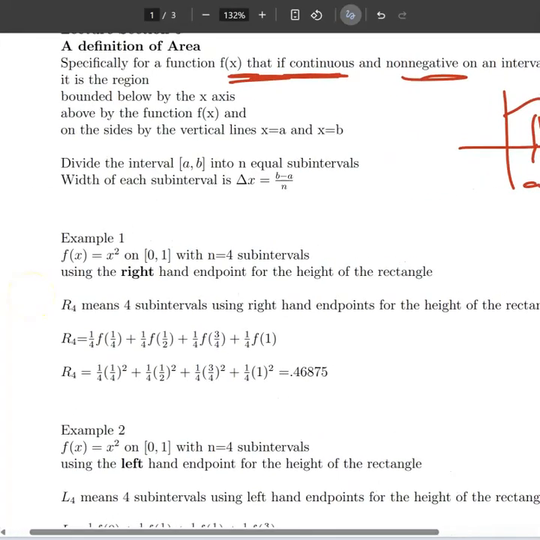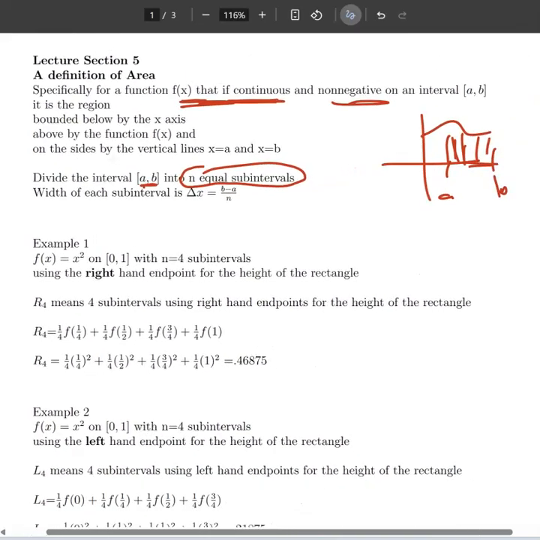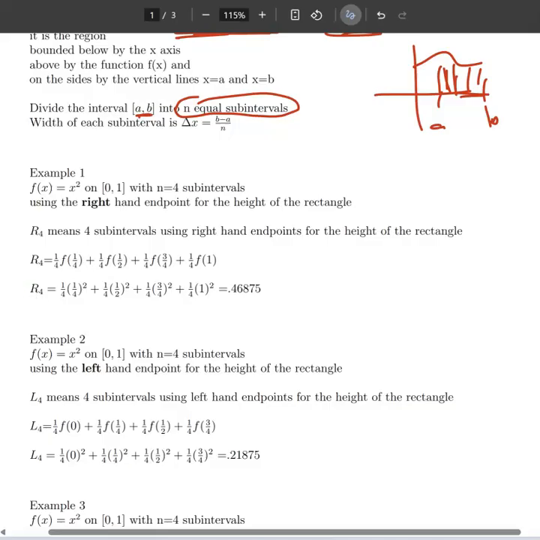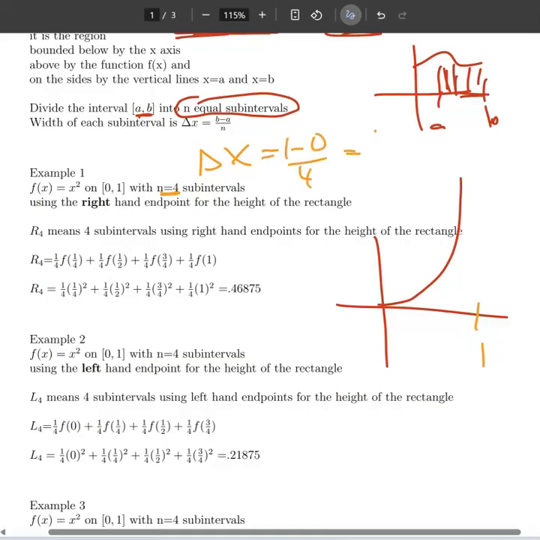So we're going to divide that region between a and b into n equal, I'll call them subintervals, but they're really rectangles. Okay, so let's look at what we've got here. If I'm looking at the graph of y equals x squared, I'll just draw it here, and I'm looking between 0 and 1, so I'm going to be generous and make 1 here. And I want 4 equal rectangles. So that means delta x is going to be 1 minus 0 divided by 4, or 1/4. Each rectangle has width 1/4. So here's 1/4, here's 1/2, here's 3/4.